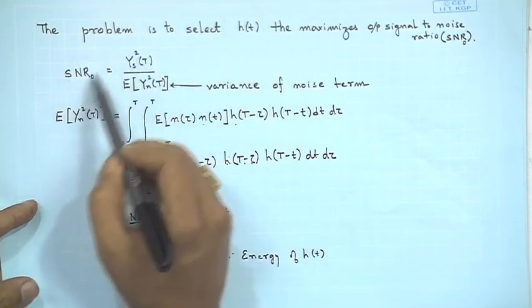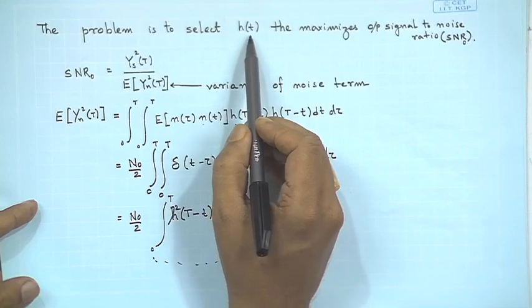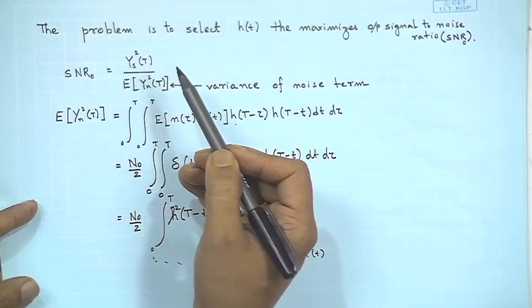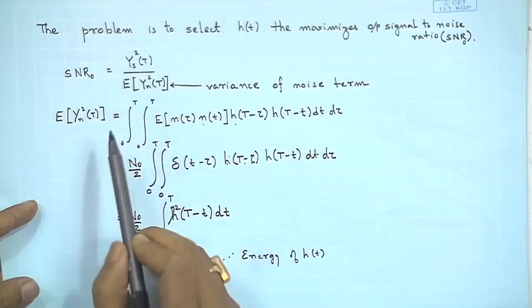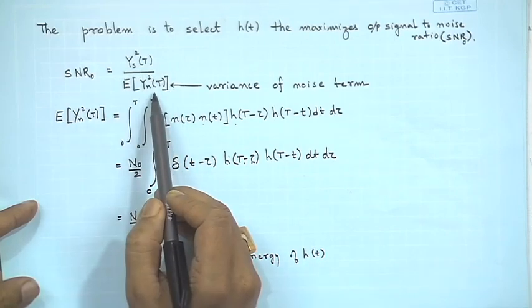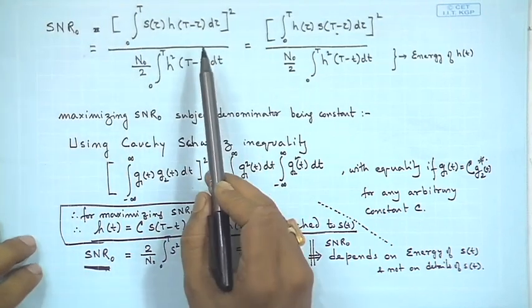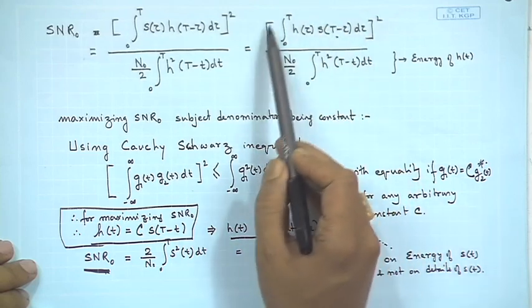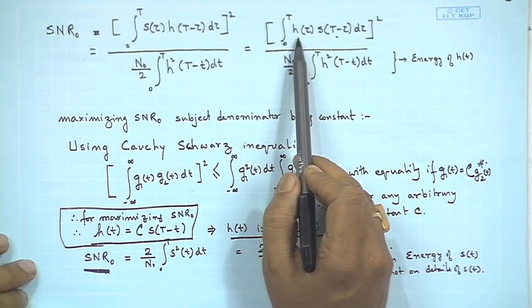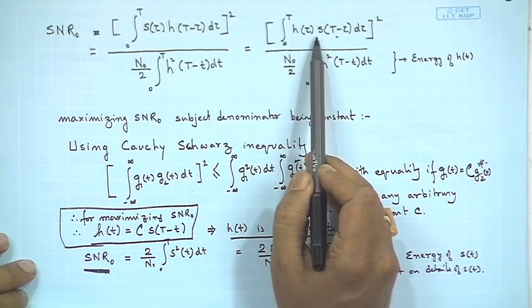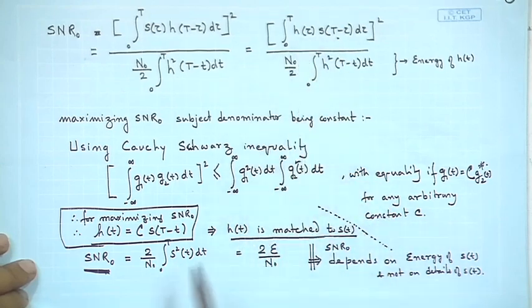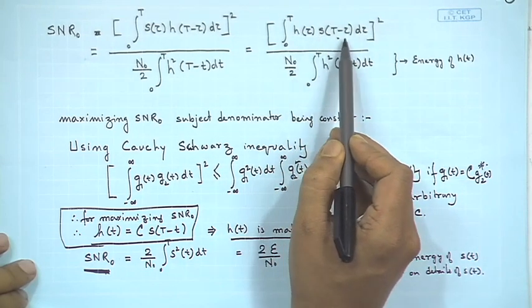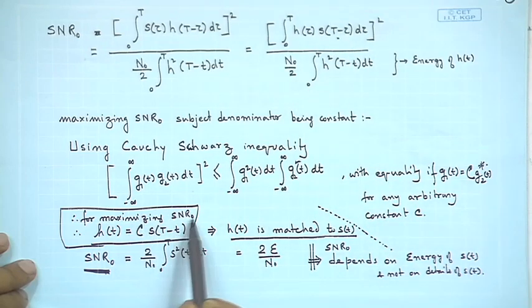So, to maximize the signal to noise ratio at the output by choosing h(t), because the signal is not in our control, only h, that is the impulse response, is under control. And then we see that the denominator, if it is to be held constant, then we are only left with the numerator. So, when we look at the numerator, that is this portion, we use the Cauchy-Schwarz inequality. Using the Cauchy-Schwarz inequality, we find that the maximum value of this is attained when one of the functions is a scalar multiple of the other function. So, that means h(t) should be equal to some constant times s(T - t). So, that means to maximize, you need to have the filter which is matched to the signal.